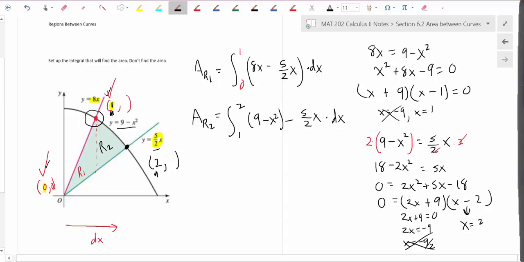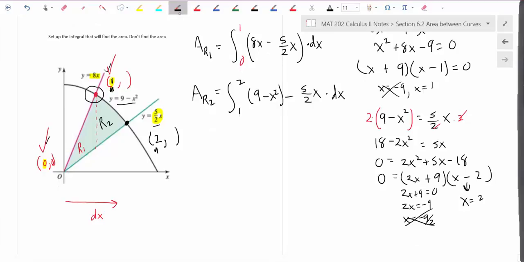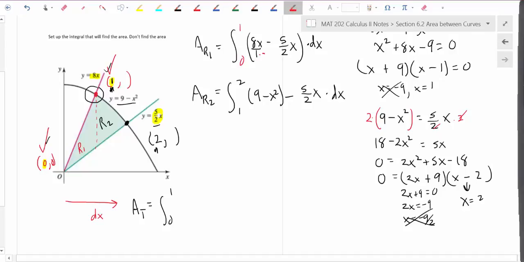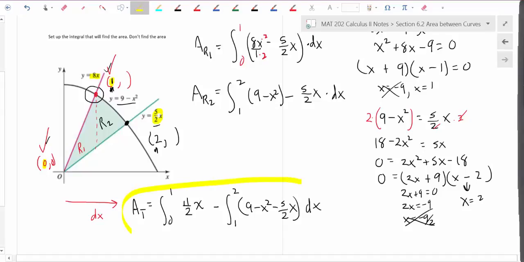Okay, so for the final total integral that we would work out, we'd have to do two integrals. The total area would be the integral from 0 to 1 of, and I'm going to put this over 1 and get a common denominator, 16 over 2 minus 5 over 2. So that would be 11 over 2 x, like this. And then the second integral would be the integral from 1 to 2 of 9 minus x squared minus 5 halves x times dx. Now I'm not going to work this integral out. That would be the integral that gets the area under that curve.